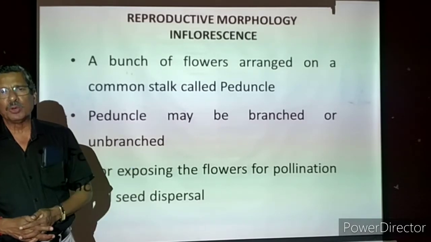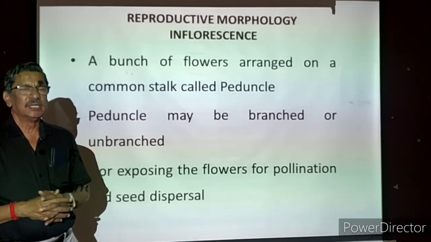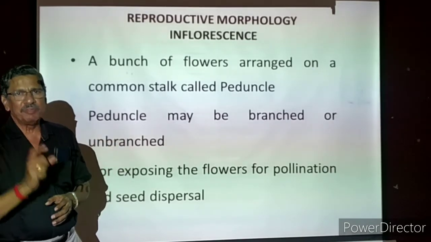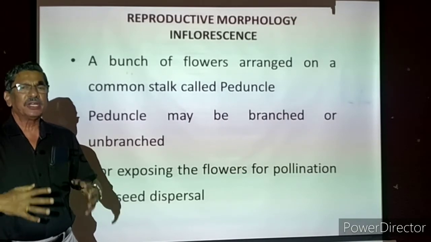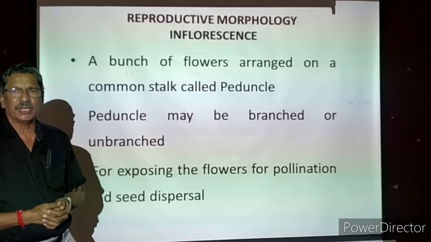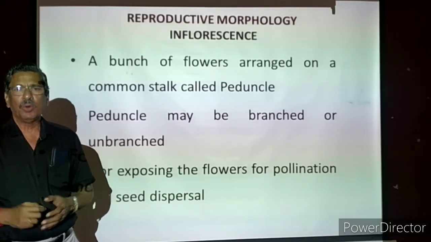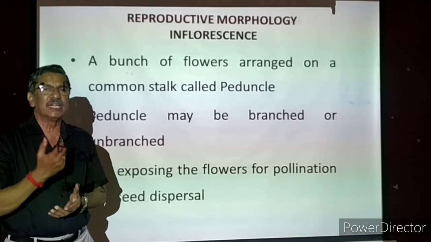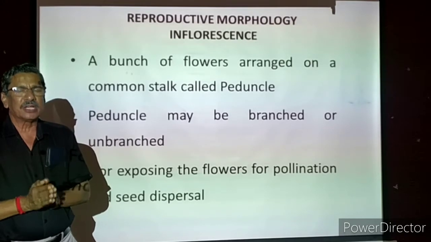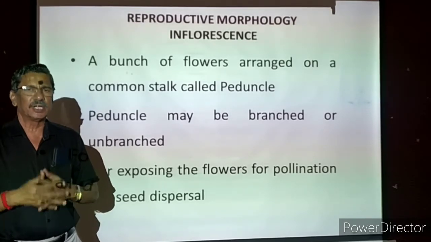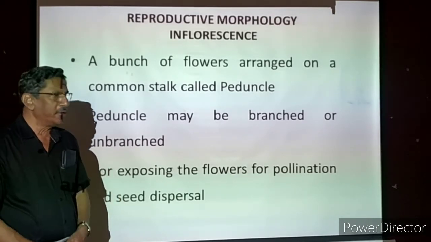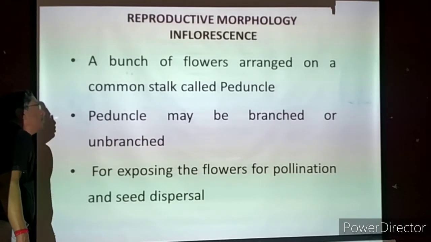So in this topic, we are going to study 3 small units. The whole topic is called reproductive morphology, but in that the first division is inflorescence. What are the different types of bunches of flowers seen in various types of plants, that we are going to see. The second one is one flower. What are the various parts present in a single flower. Then the third one, in the flower, which parts develop into fruit and seeds. That also we are going to study. Everything is involved in reproduction, so we are calling this topic reproductive morphology.